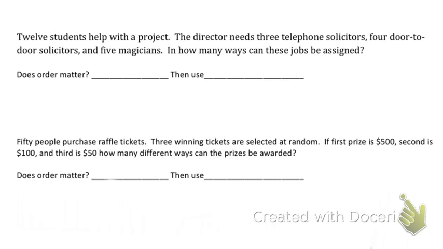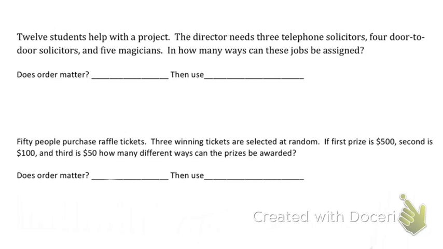Alright, our next one. This one's a little trickier. We have 12 students that are on this project. The director needs 3 phone solicitors, 4 door-to-door solicitors, and 5 magicians. How many ways can each of these jobs be assigned? Now here's what I'm going to tell you. It can't be both combination and permutation.